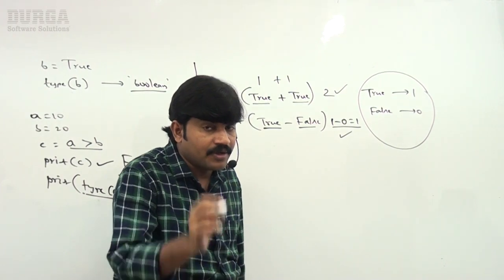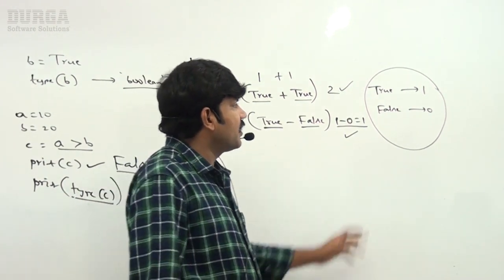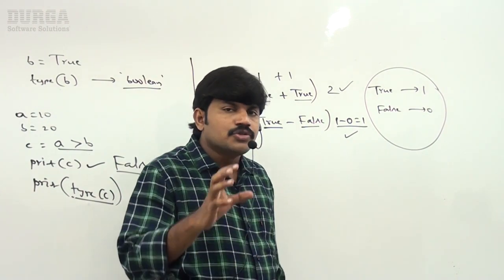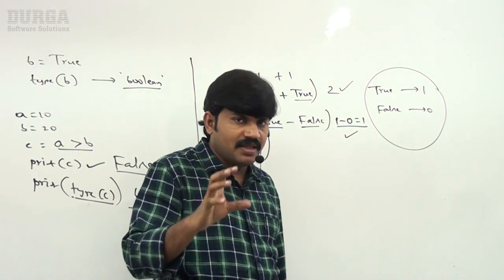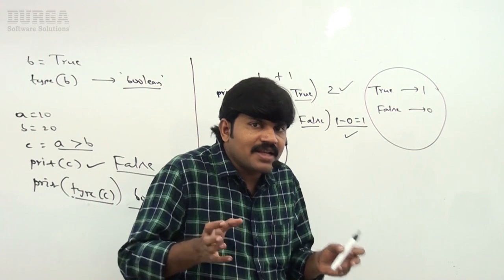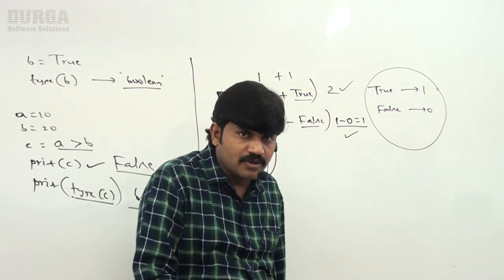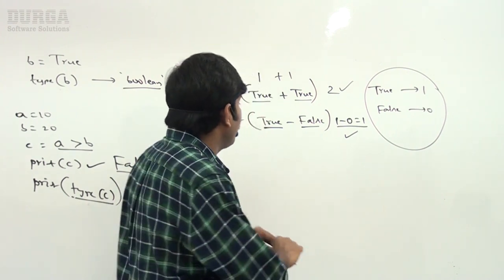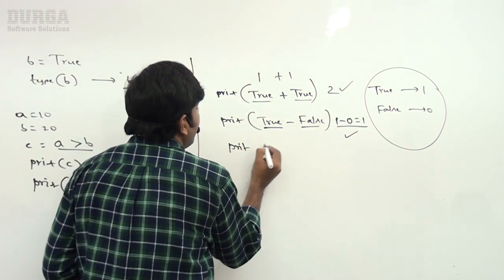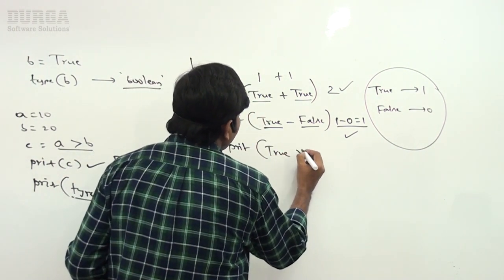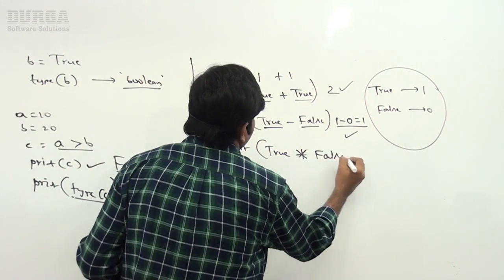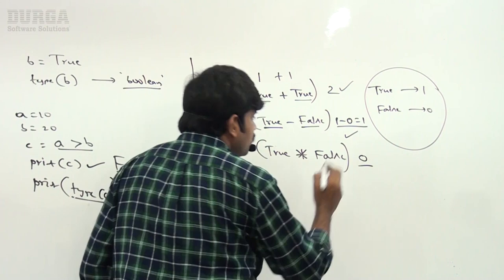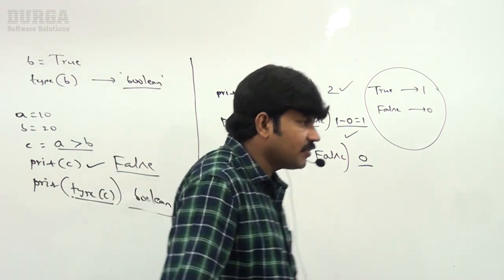Remember, a very important point. True is internally represented as 1, False is internally represented as 0. So in Python, in mathematical operations, if you are using Boolean values, these integral values will come into the picture. Have a look. Next, print True into False. 1 into 0, its value is always 0 only. Let me check this one, sir.